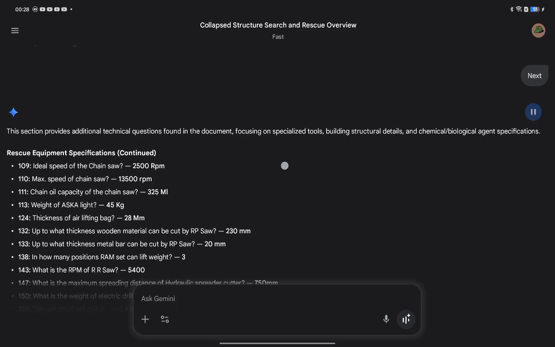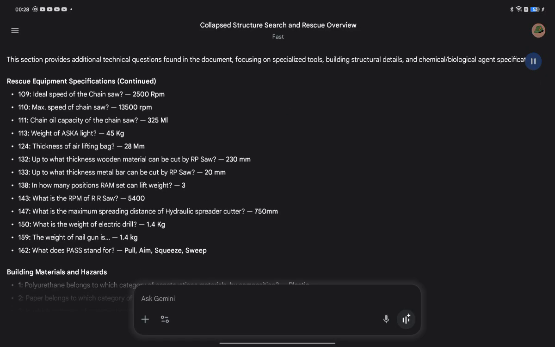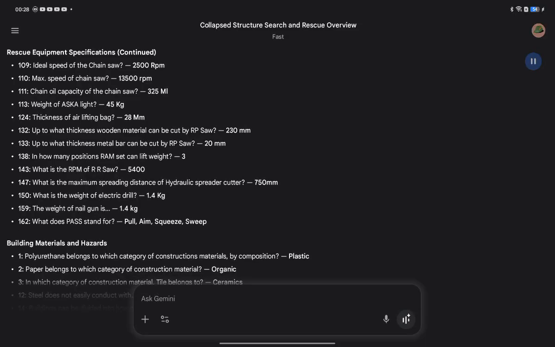This section provides additional technical questions found in the document, focusing on specialized tools, building structural details, and chemical/biological agent specifications. Rescue equipment specifications, continued. 109. Ideal speed of the chainsaw? 2,500 rpm. 110. Max speed of chainsaw? 13,500 revolutions per minute.